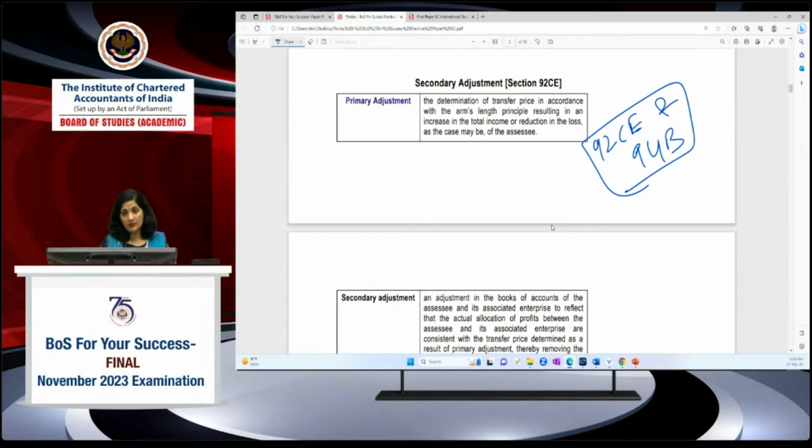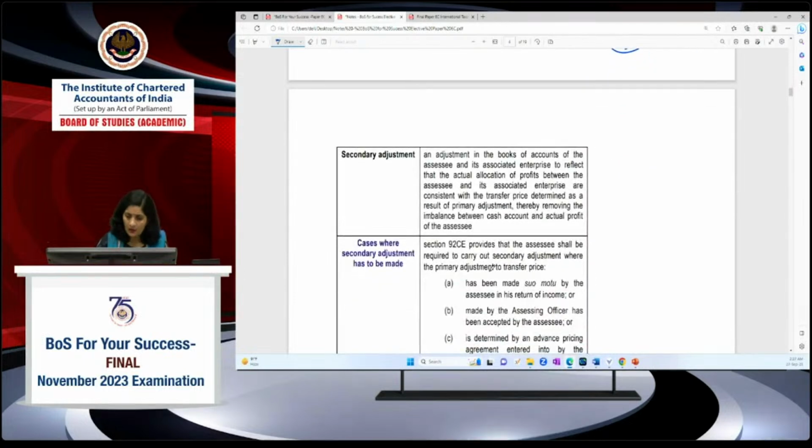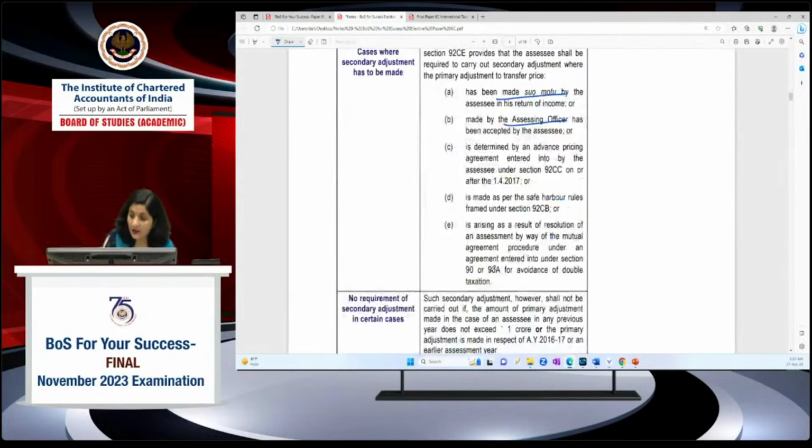ALP adjustment, secondary adjustment क्या है, primary adjustment क्या है? Primary adjustment is ALP adjustment which is suo motu if the assessee is doing. It can be made by the assessing officer itself. Suo motu it can be made. Advanced pricing agreement की वजह से it can be made. Safe harbor rules अभी as present नहीं है आपके लिए. There are no safe harbor rules. Or it is arising as a result of mutual agreement procedure, MAP की वजह से है. So in this case primary adjustment you have to make. Primary adjustment हुआ है, then you have to carry out the secondary adjustment.